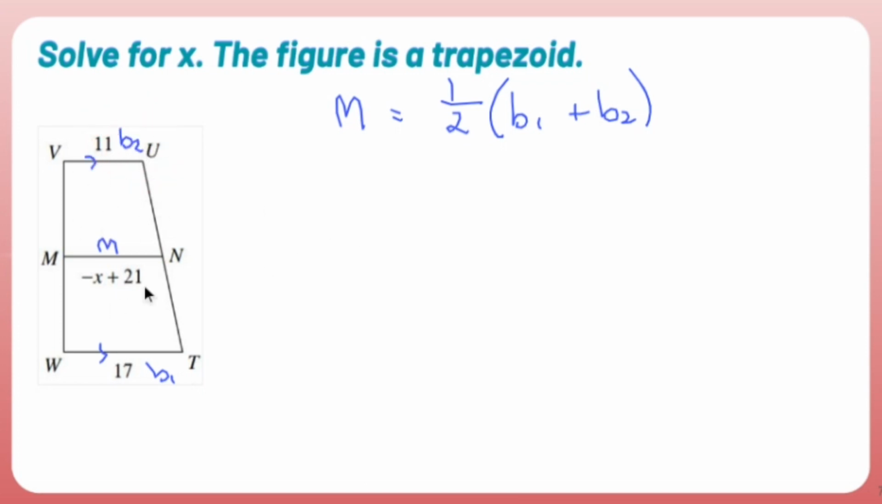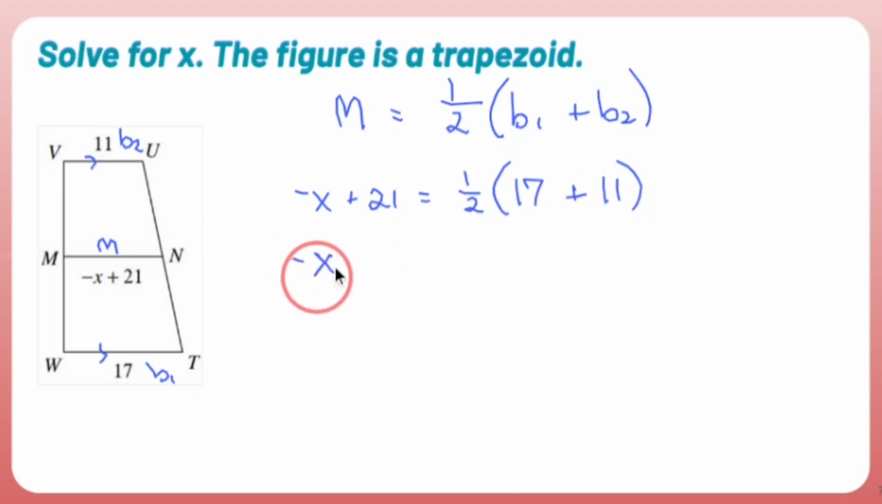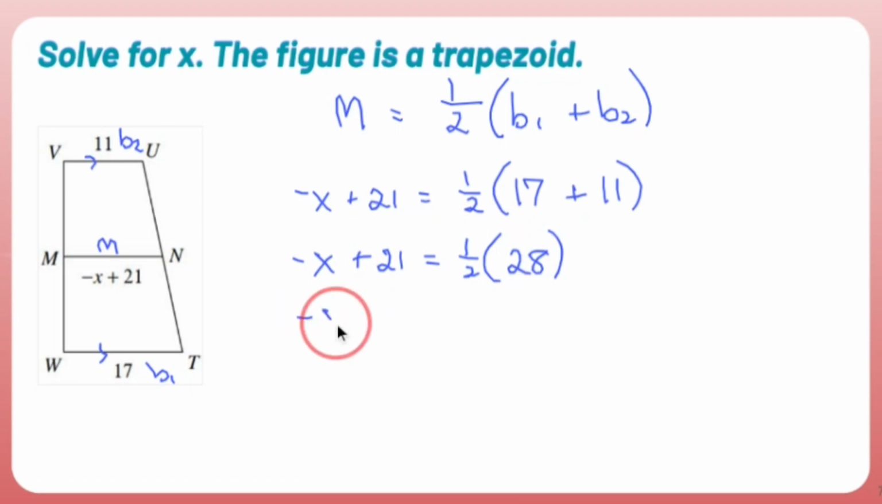If I were to use this information to solve for x, I would say that the median, m, negative x plus 21, equals 1/2 of base sub 1, which I called 17, plus base sub 2, which I called 11. So PEMDAS says let's do everything inside the parentheses first. So 1/2 of 17 plus 11 is 1/2 of 28. Negative x plus 21 equals, 1/2 of 28 is 14.